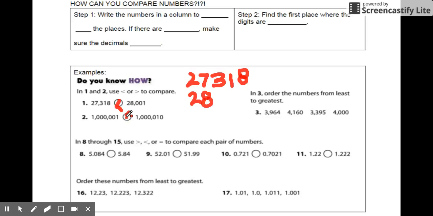And you should see that this one ends with 0, 1. They're all the same until here. This one ends with 0, 1, and this one ends with 1, 0. And this 1 is greater than this 0. Go ahead and try number 3.